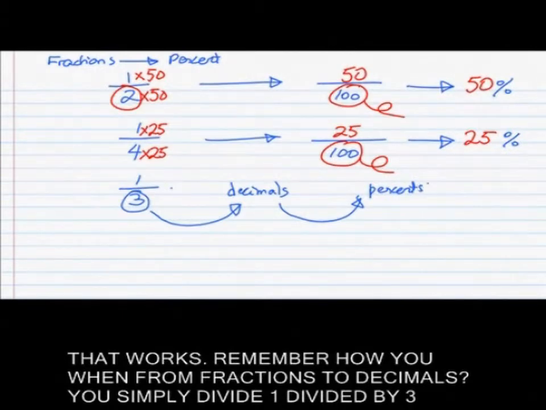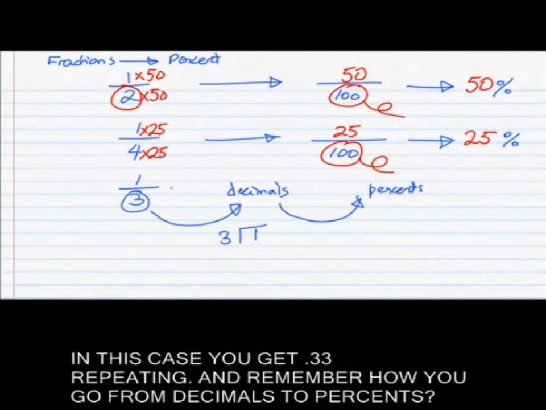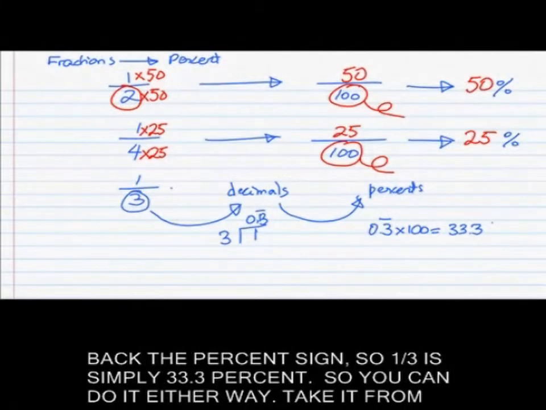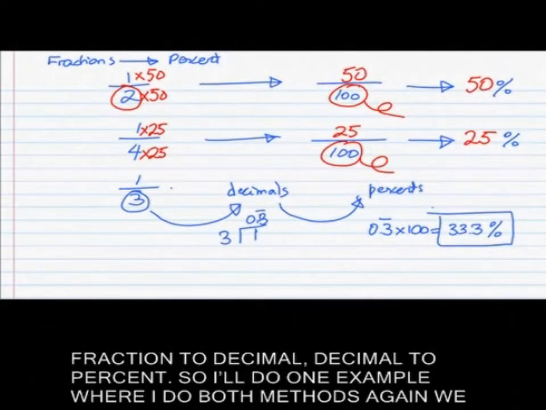Remember how you went from fractions to decimals. You simply divide 1 divided by 3. In this case, you get 0.33 repeating. And remember how you go from decimals to percents. You take your 0.33 repeating, you multiply by 100, and you'll be getting 33.3. And now you put back the percent sign. So 1/3 is simply 33.3%. So you can do it either way. Take it from fraction to decimal, decimal to percent.